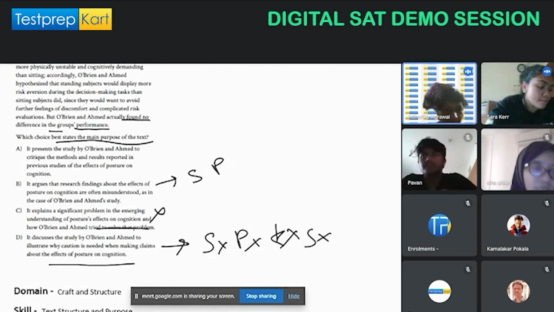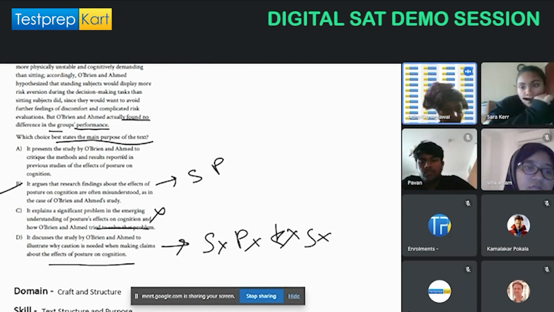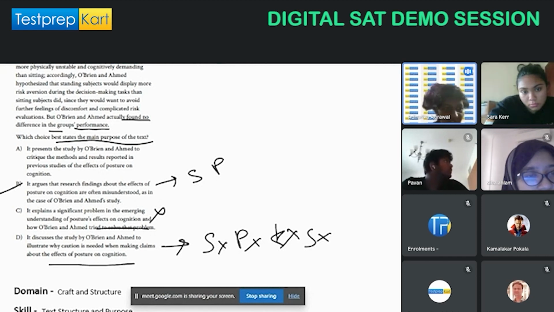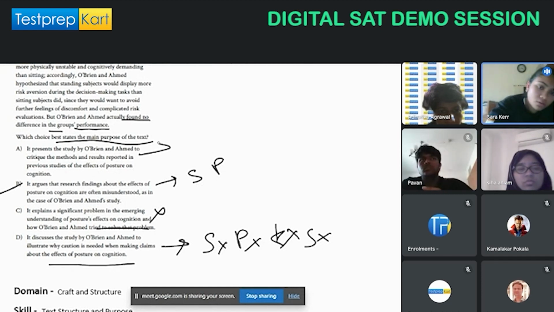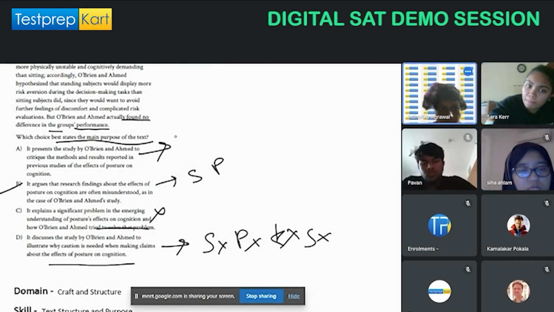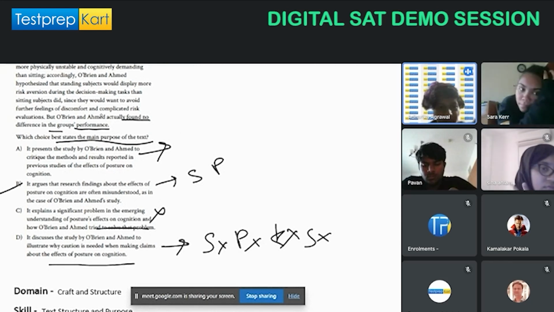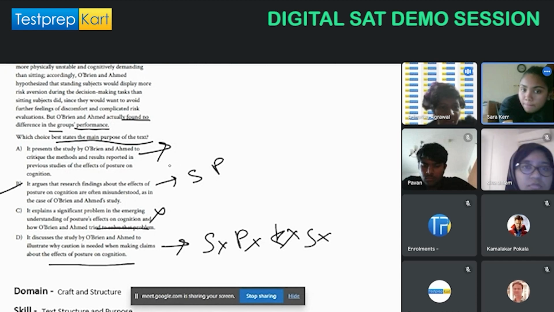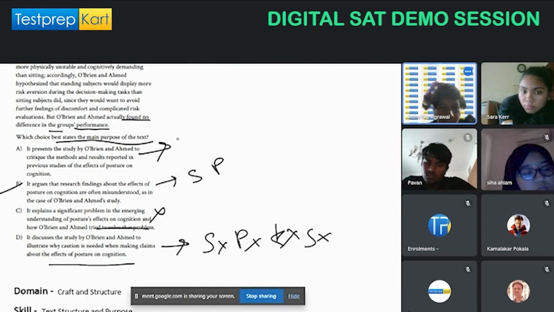A: it presents a study by Ahmad to critique the method and result reported in previous studies of the effect. Anyone wants to go with this? That they are criticizing how those earlier studies were conducted and challenging the accuracy of the result. I'm not sure. This is not it, because they actually found no difference. They didn't say anyone was criticizing the earlier study. They didn't challenge the accuracy as well. So we can eliminate.